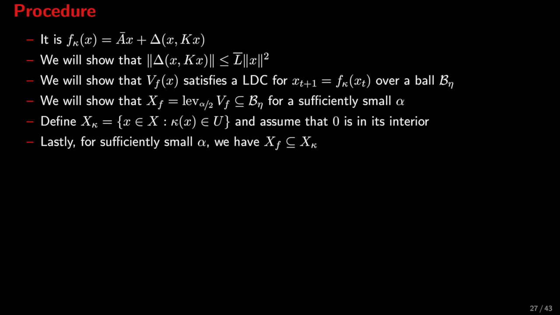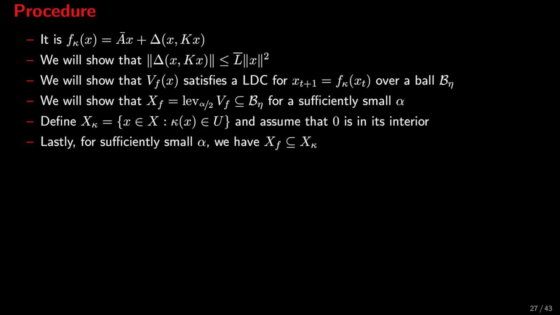Now the next step is to try to understand how that nonlinear part, delta(x, Kx), grows as we move away from the origin. And then we will show that the norm of delta(x, Kx) is less than or equal to some constant L bar times the norm of x squared. So that will be the first step in our procedure.